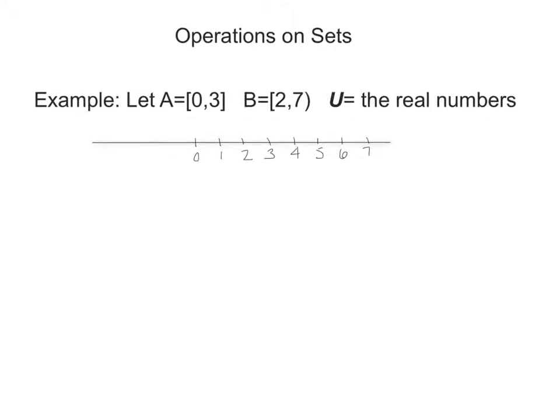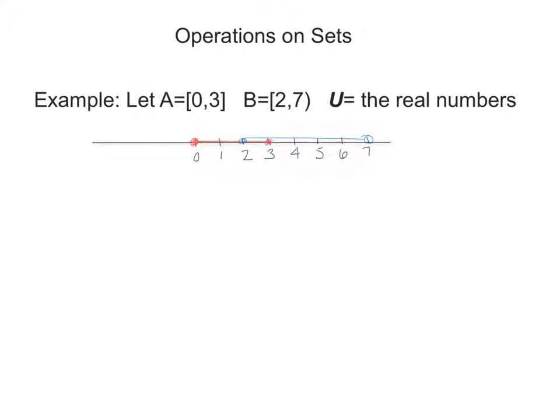A is the closed interval 0 through 3, so that means it includes the endpoint 0, and it goes up to the endpoint 3, because we're dealing with real numbers. B, I'll draw in blue, includes the endpoint 2, and it goes up to, but it's open, so it does not include 7. So all the way up to 7, but not including 7.